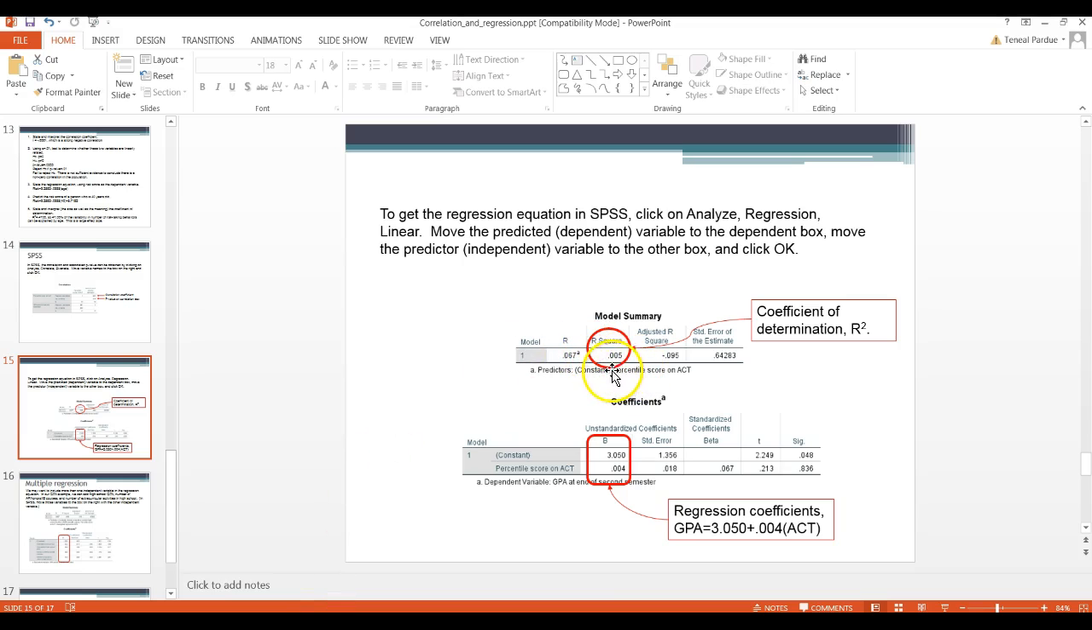So for the model summary, like I said, this is where we get our R squared. Ignore the adjusted R squared. That means something different. Completely ignore that. So R squared here is 0.005. That's what we got before. And then these are our coefficients. The coefficients are listed here, but you still have to write them as a regression equation. So GPA equals 3.050 plus 0.004 times the percentile score on the ACT. All right, so that's the regression that we've run so far.